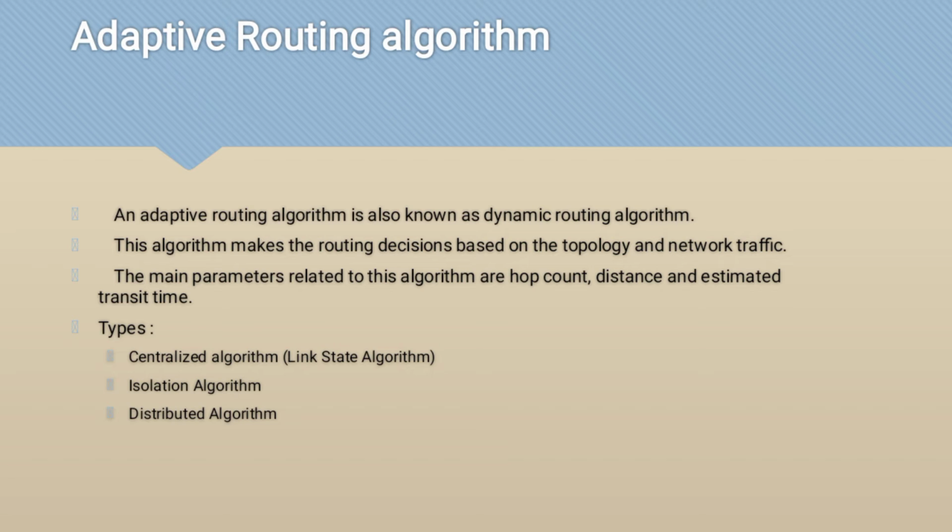Next one is the isolation algorithm. The isolation algorithm obtains the routing information by using local information rather than gathering information from other nodes. Next one, the distributed algorithm, is known as the decentralized algorithm as it computes the least cost path between source and destination in an iterative and distributed manner.